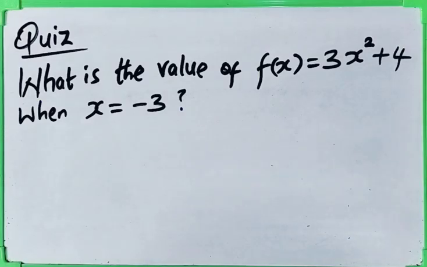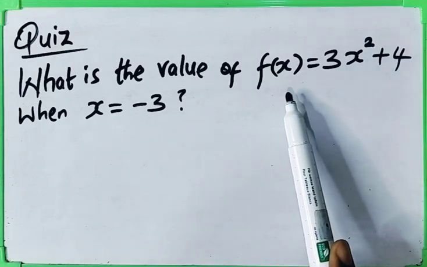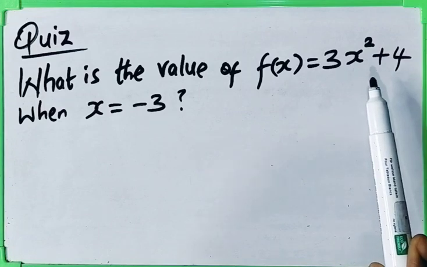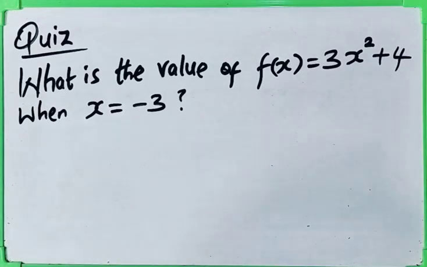Our example: what is the value of the function rule given as 3x squared plus 4 when x is negative 3? From the first example that I have given you, the value of x was positive. That means the input was positive. But in this one, the input is negative. Let us see how you substitute. Solution.